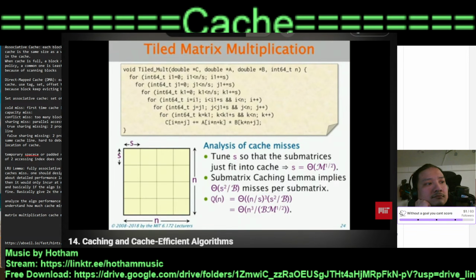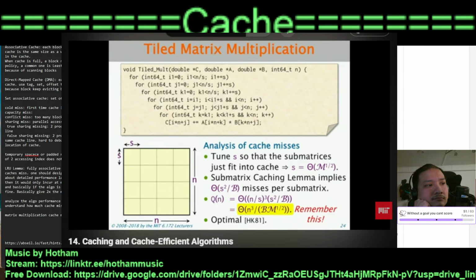And in practice, square root of M is actually not insignificant. For example, if you're looking at the last level cache, the size of that is on the order of megabytes. So square root of M is going to be on the order of thousands. So this significantly improves the performance of the matrix multiplication code if you tune S so that the submatrices just fit in the cache. It turns out that this bound is optimal. This was shown in 1981. So for cubic work matrix multiplication, this is the best you can do. If you use another matrix multiply algorithm like Strassen's algorithm, you can do better.